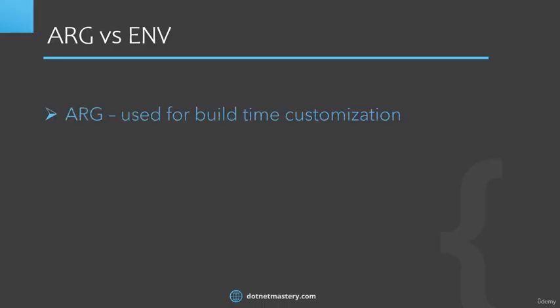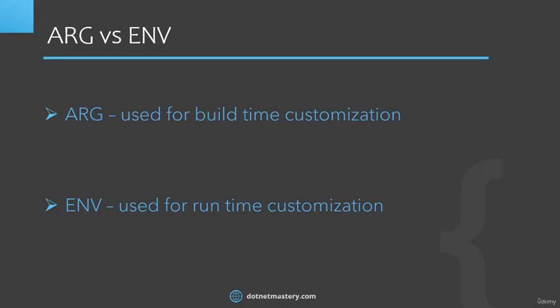Now before I end the video, similar to ARG, we have something called as ENV or environment variable. Both of them are pretty same when you have to use them in a Docker file, but main difference is that arguments are used for build time customization. On the other hand, environment variables are used for runtime customization. That is the key difference between both of them.